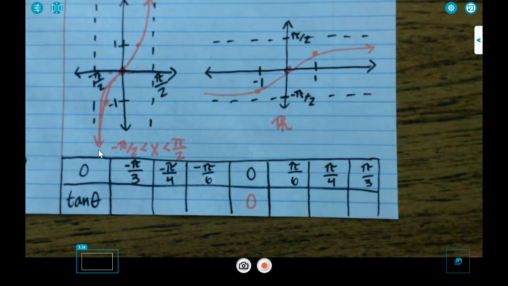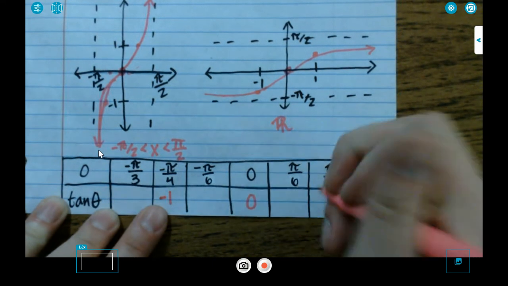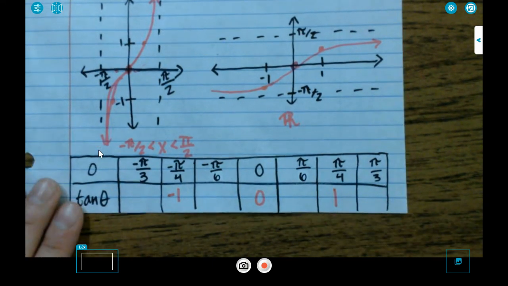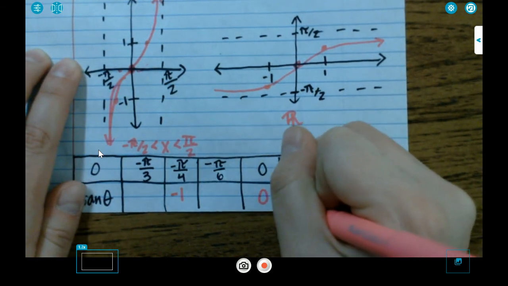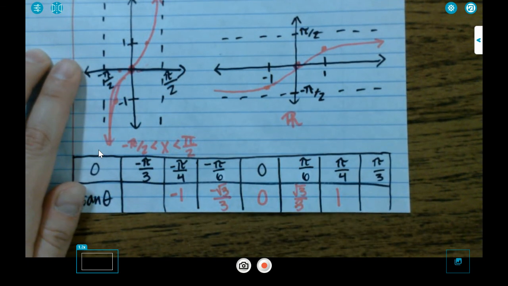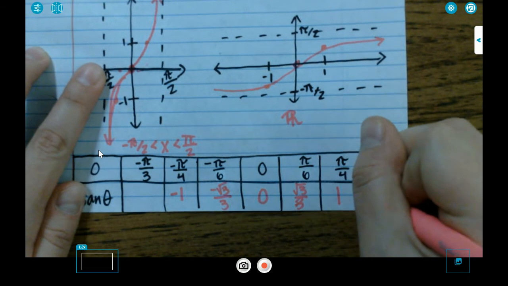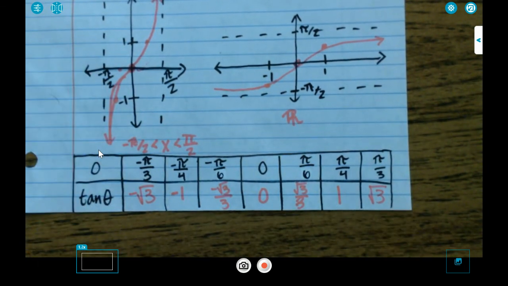Tangent of pi over 4 and negative pi over 4 is 1 and negative 1. Negative 1, positive 1. Okay. Then tangent of pi over 6 and negative pi over 6 is square root of 3 over 3 and negative square root of 3 over 3. And then tangent of pi over 3 and negative pi over 3 is square root of 3 and negative square root of 3. Whew. And then tangent of pi over 2 and negative pi over 2 would be undefined, and you can't do that. It's not part of our domain.